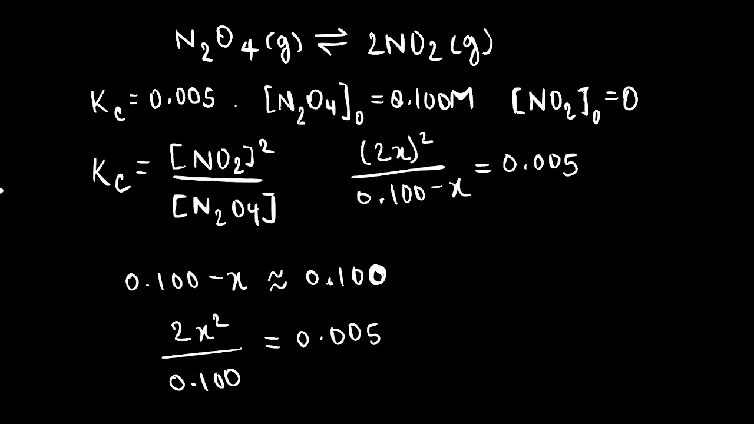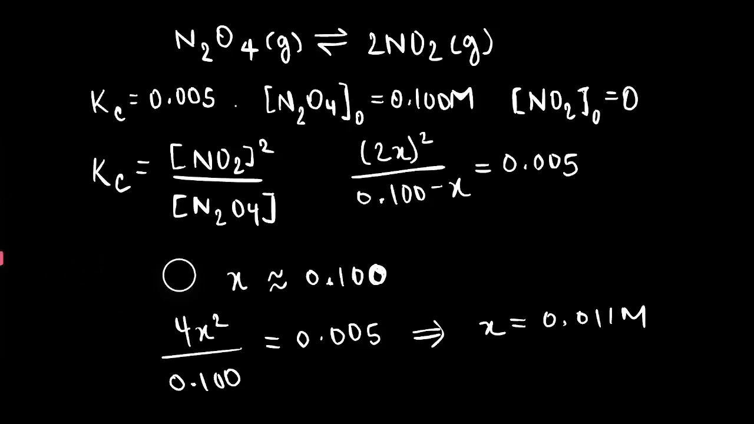Excuse me, this is not 2x squared. Rather, this is 2x, the whole thing squared. So this is 4x squared. So we're left with a very simple algebra problem where, again, if we solve for x, we end up getting that our x value is 0.011 molar.